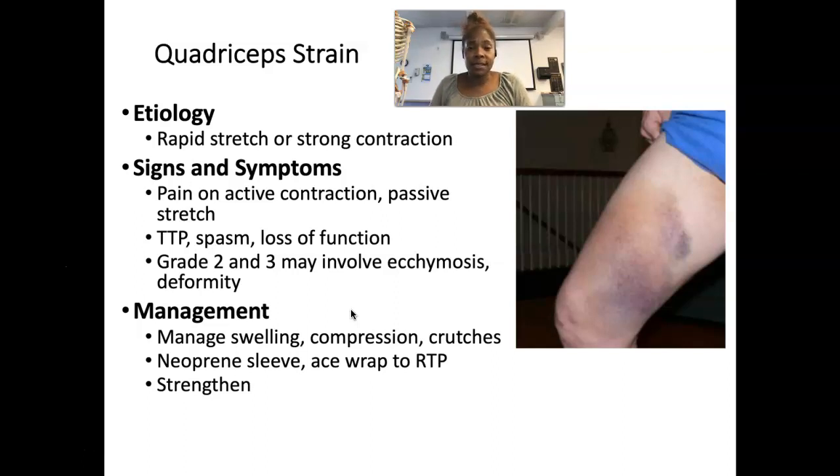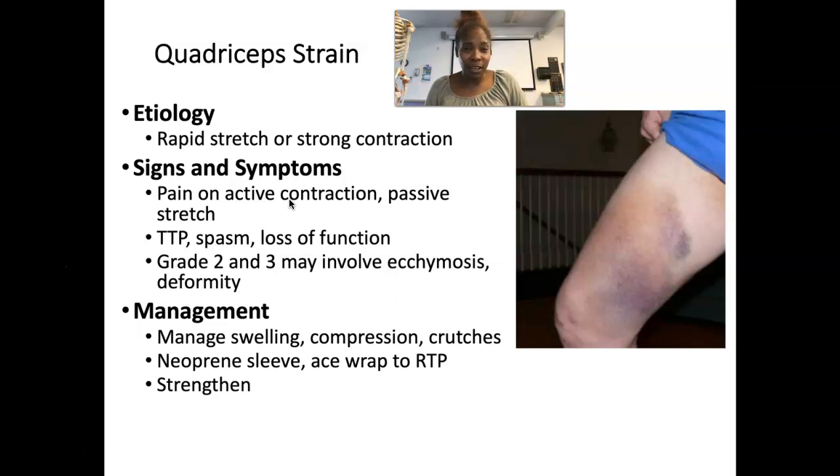In terms of signs and symptoms, here's what I'm going to tell you. If I tell you nothing else, if you remember nothing else from this lecture, this is the key to assessing any strain in the human body. If a patient complains of pain with active contraction, meaning they're doing it, and passive stretch, meaning we are doing it as clinicians, then they have some form of strain. Now, what type of strain or what grade of strain is to be determined. Let me say that again. For a quadriceps strain, if a patient extends their knee, right, and they have pain, and then we flex the knee, right, and they have pain, then they have some sort of strain.